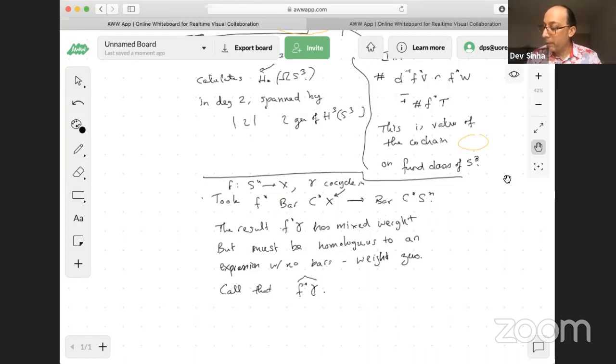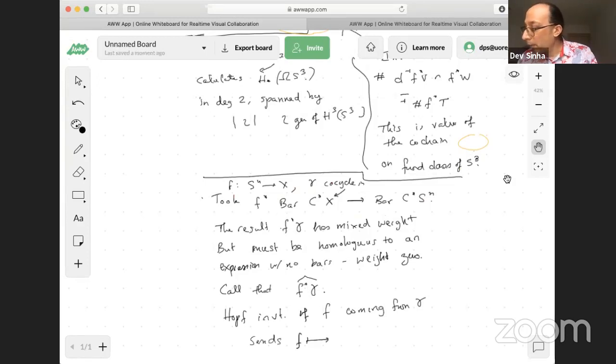And then the Hopf invariant of F coming from gamma, defined by gamma, is going to be the invariant that sends F to, take this F hat gamma and just evaluate it on the fundamental class of Sn.